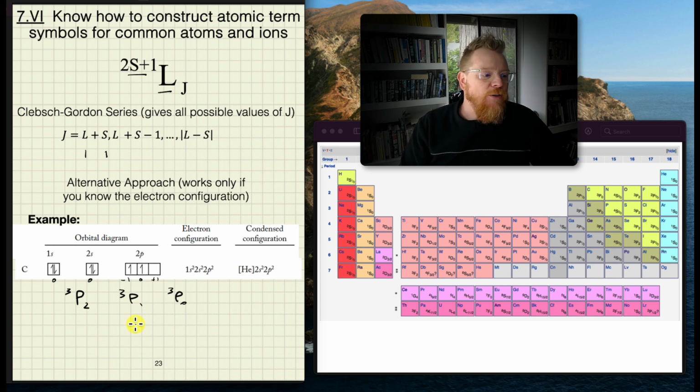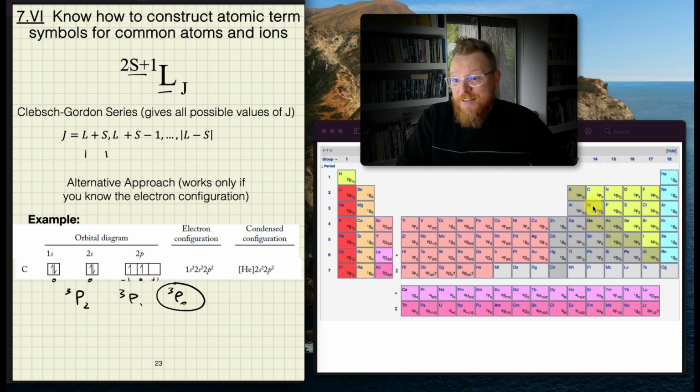Well, as it turns out, we're going to see that there's another set of Hund's rules to dictate which of these are the lowest energy terms. And as we'll see, for carbon, it's the 3P0 that would give me the lowest energy state. So that would be my ground state term symbol for carbon. And if you look at my periodic table right here, there it is, 3P0.